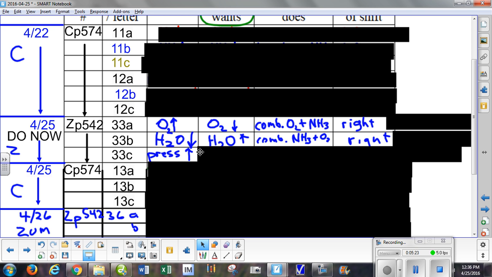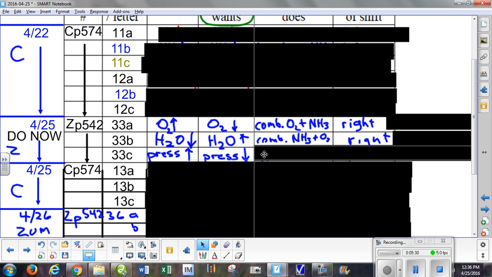Susanna, you get to do this one. You know what the next one's going to be, don't you? Yeah, okay. Pressure down. And how are we going to get pressure down? We're going to what? Reduce the number of moles. Okay, which side is going to give us fewer moles?